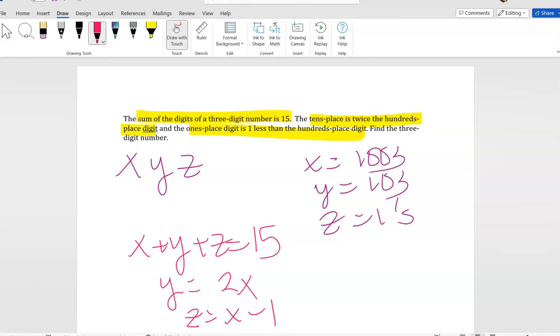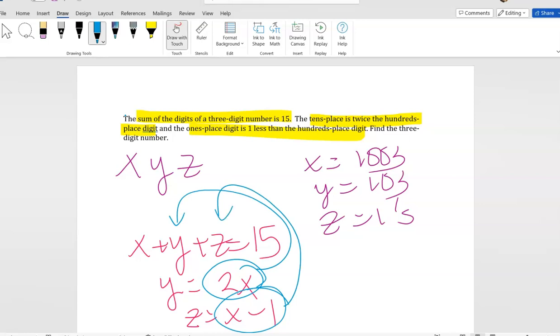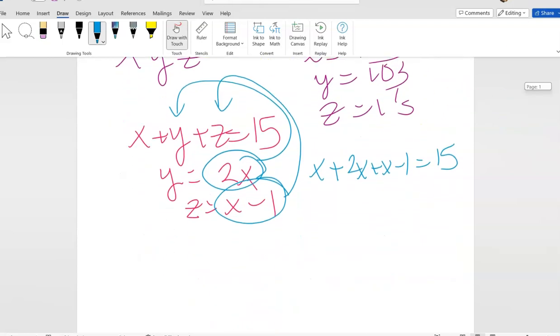So here are my equations written out. I've assigned my variables and written my equations. Now I need to solve this. I can see that both of these are in terms of x, so I'm going to use substitution. I take these and get x plus 2x plus x minus 1 equals 15. Now I can easily solve this in terms of one variable. That's 4x minus 1 equals 15, 4x equals 16, x equals 4.